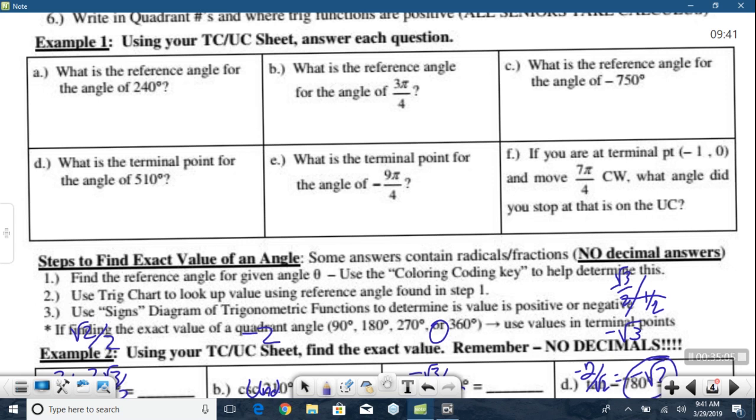All right. What is the reference angle for the angle of 240? Subtract 180. 60.